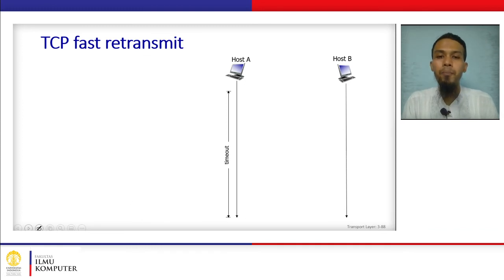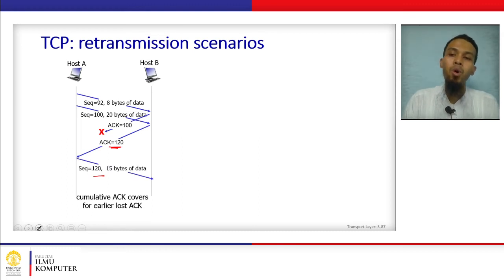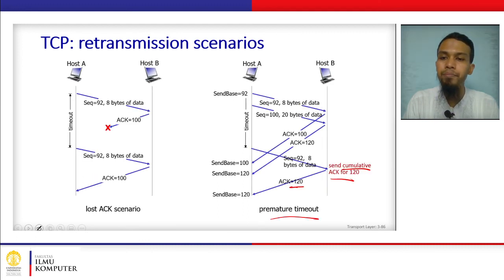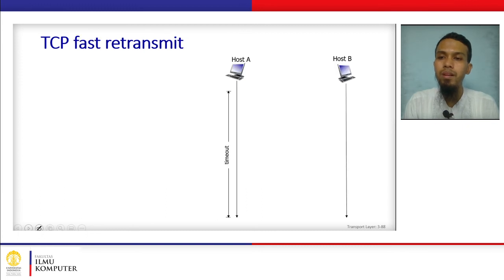So in the last three example scenarios, host A only does the transmissions when there is a timeout event. There is also fast retransmission, or fast retransmit. This means that host A can immediately send a retransmission before the timeout.